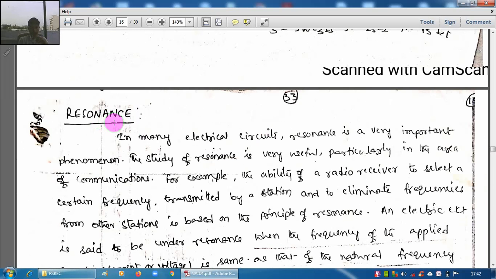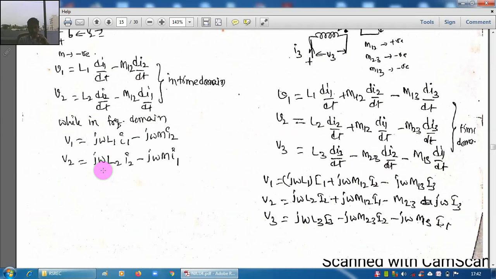You know what is resonance? We did an example, that means a problem, and an experiment also in the lab, on resonance. So we'll see the phenomenon of resonance, and for series resonance and parallel resonance, some concepts we'll consider in the next part, that is in the next video.